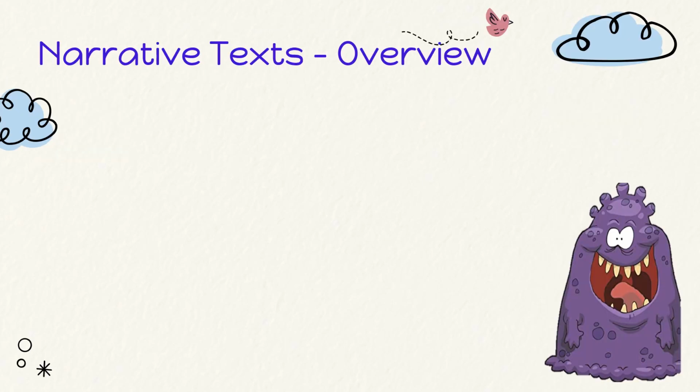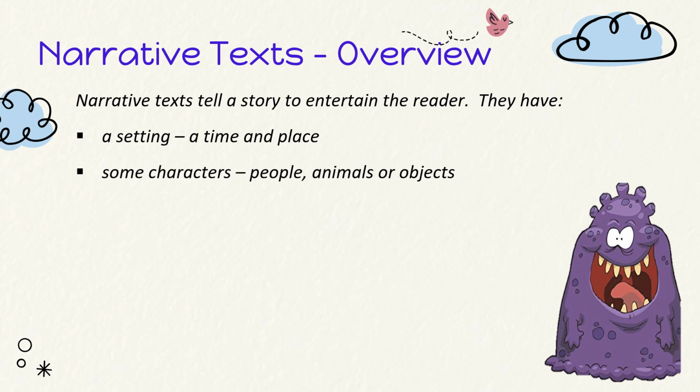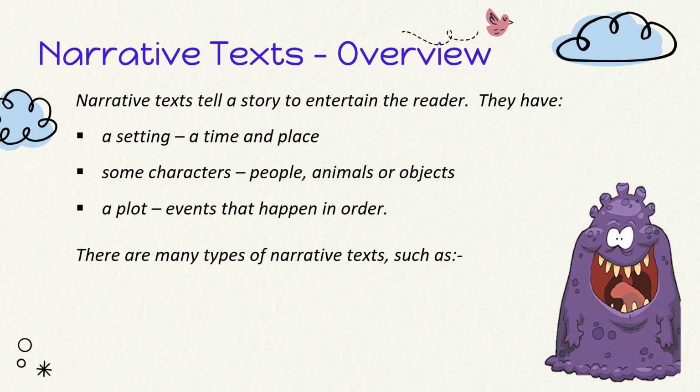So let's go over what we know about a narrative. Narratives tell a story to entertain the reader. They have a setting. Now that tells the reader the time that it's taking place and where it's taking place. They have some characters. These are the people or the animals or objects in the story. And it has a plot. Now this is what happens in the story. That's all the sequence or events that happen. There are many different types of narratives, such as picture books, short stories, and fairy tales.